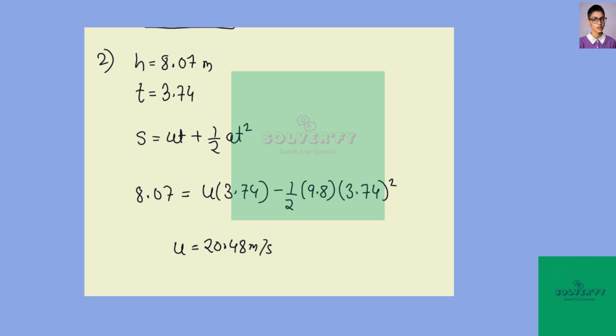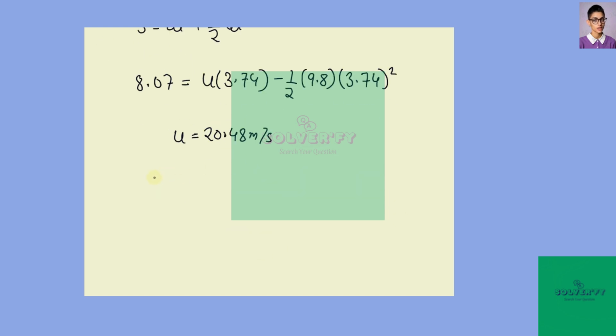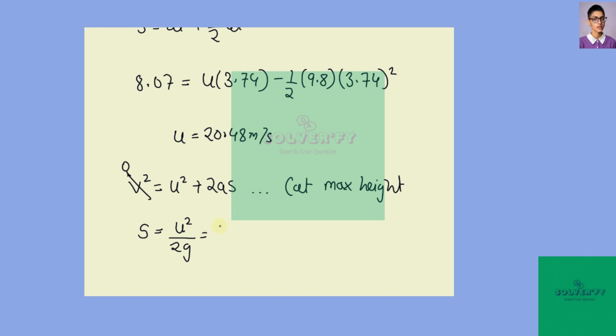meters per second. Now we will use the equation v squared is equal to u squared plus 2as, but v will be 0 because at maximum height the final velocity is 0. If we calculate s, it will be u squared upon 2g, so 20.48 squared divided by 2 times 9.8, and we get the answer as 21.39 meters. So this will be the answer.